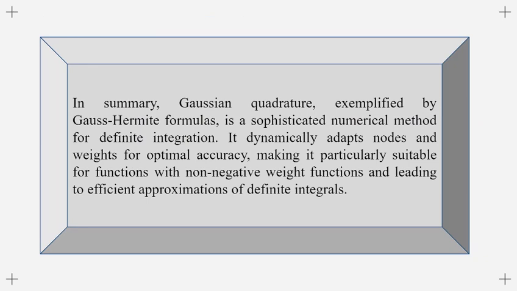In summary, Gaussian quadrature, exemplified by the Gauss-Hermite formula, is a sophisticated numerical method for definite integration. It dynamically adapts nodes and weights for optimal accuracy, making it particularly suitable for functions with non-negative weight functions and leading to efficient approximations of definite integrals.